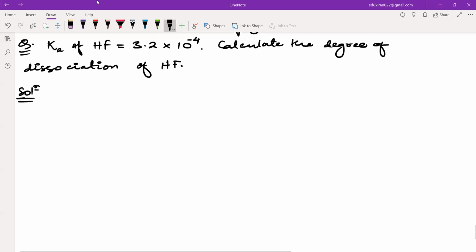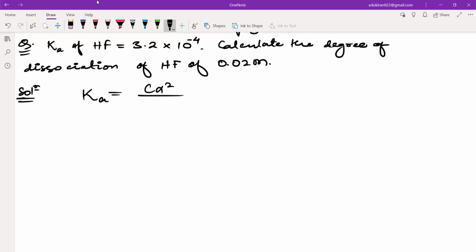So what is the formula? Ka is equal to C alpha square upon 1 minus alpha, where alpha is the degree of dissociation and the concentration is given as 0.02 molar.